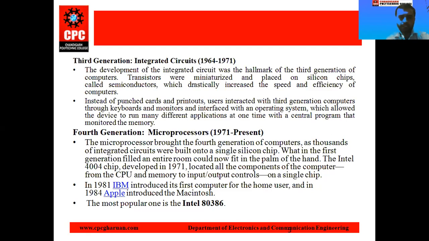In the fourth generation the processor is much more superior, and the number of transistors increases more in the fourth generation. The most probable microprocessor used in the fourth generation is the 80386, a 64-bit microprocessor. The fourth generation started in 1971, and its speed is much higher than the speed of the third generation.